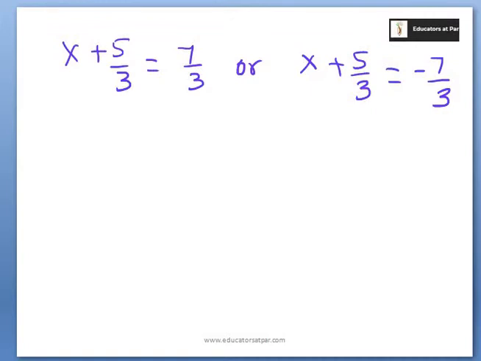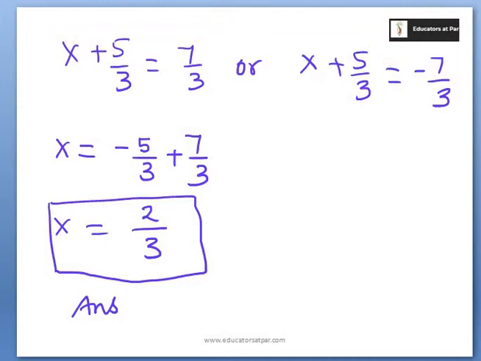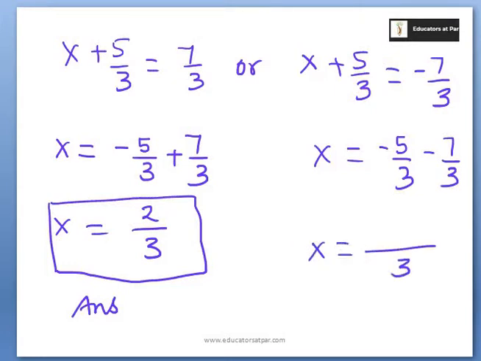We are going to take the 5 by 3 to the other side. It's a positive over here, so when it goes to the other side, it becomes negative. The denominator is the same. 7 minus 5 is 2, so x is 2 by 3. Let's take 5 to the other side, negative 5 by 3, negative 7 by 3. The denominators are the same. Minus 5 minus 7. When both the numbers are negative, you add them and put the negative sign. That's negative 12 by 3. Negative 12 divided by 3 is negative 4. So the other answer is x equal to negative 4.